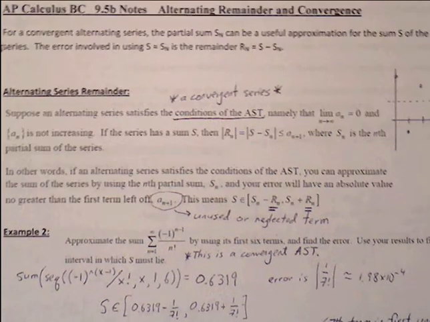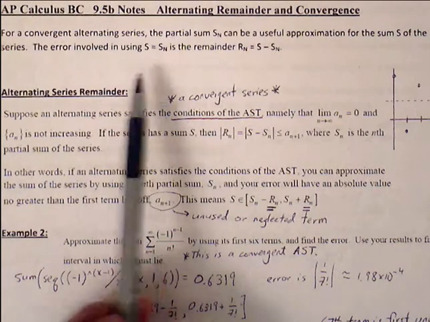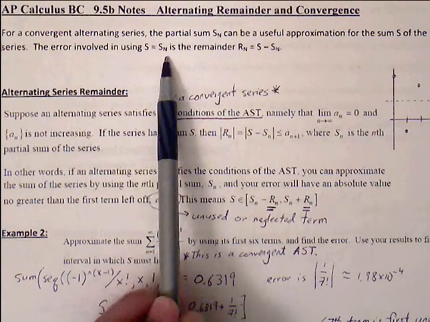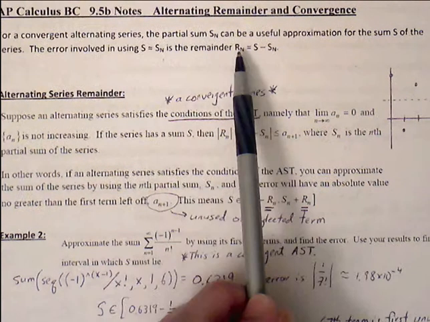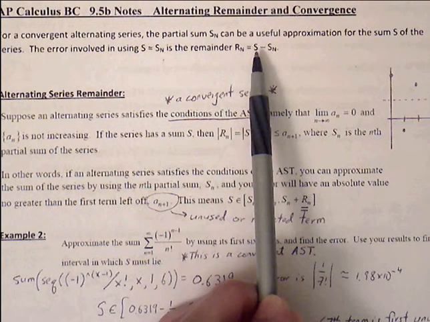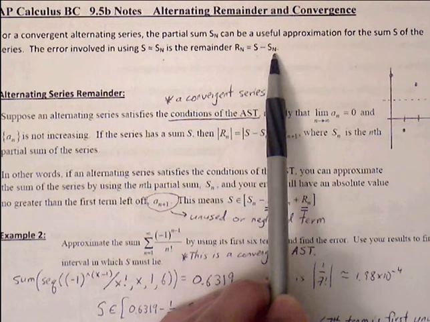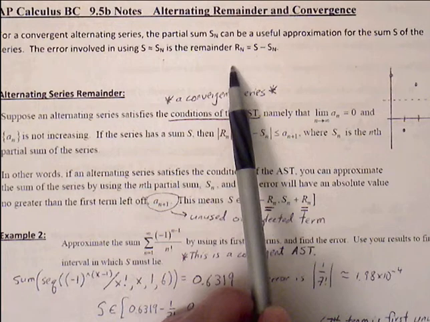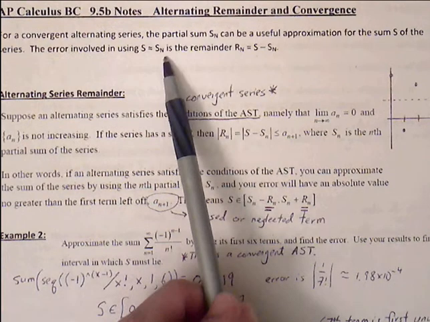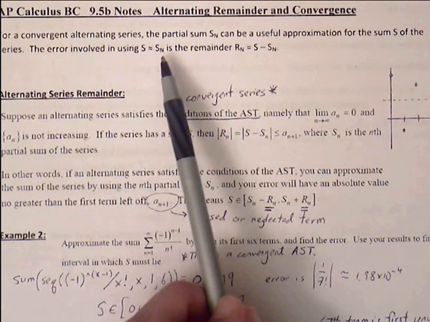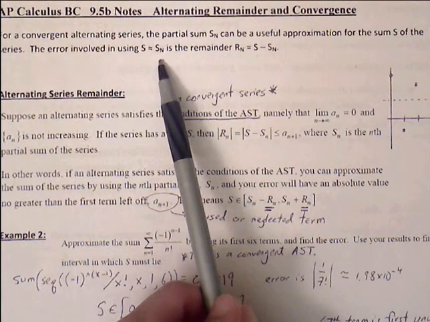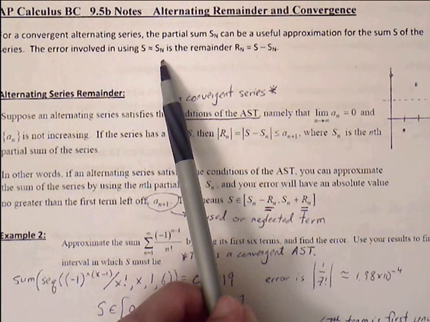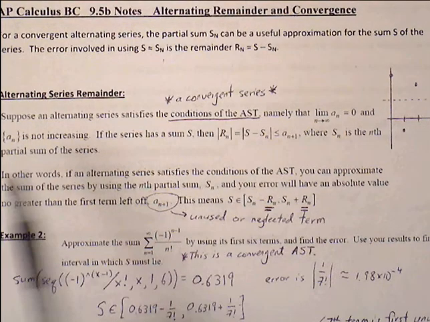The error involved in using the nth term partial sum is the remainder R sub n, which is the total sum minus the nth term sum. So basically, after we find a particular partial sum, we can use that to determine the error bound for the actual sum. Let's look at the definition here.